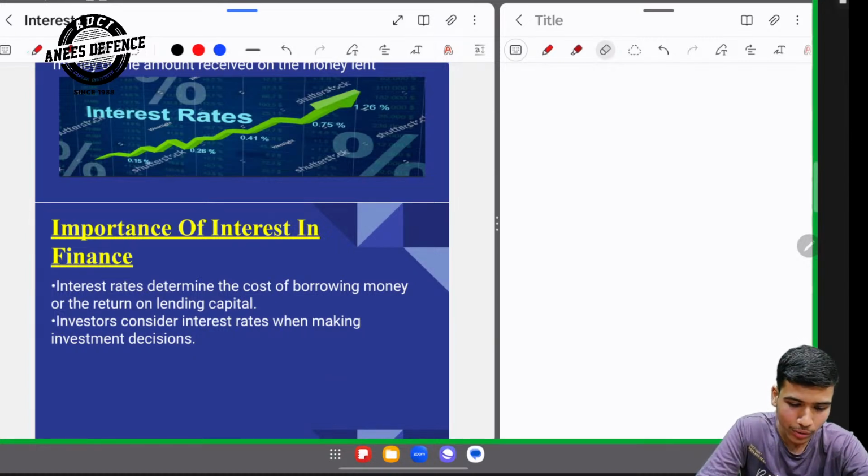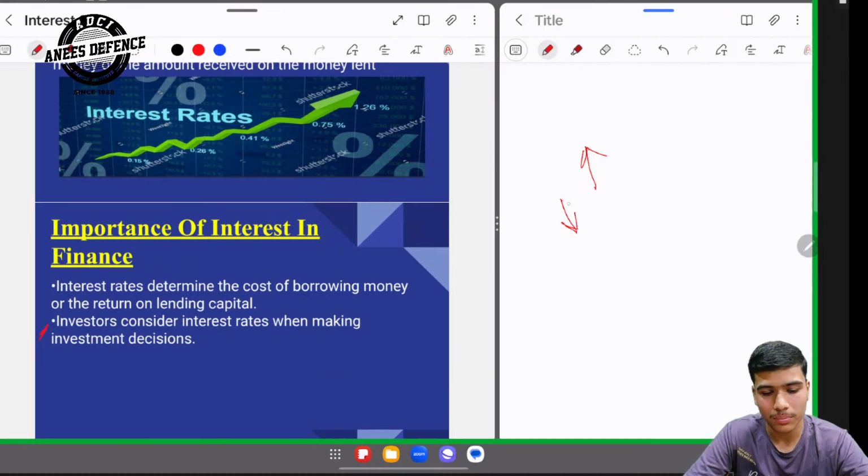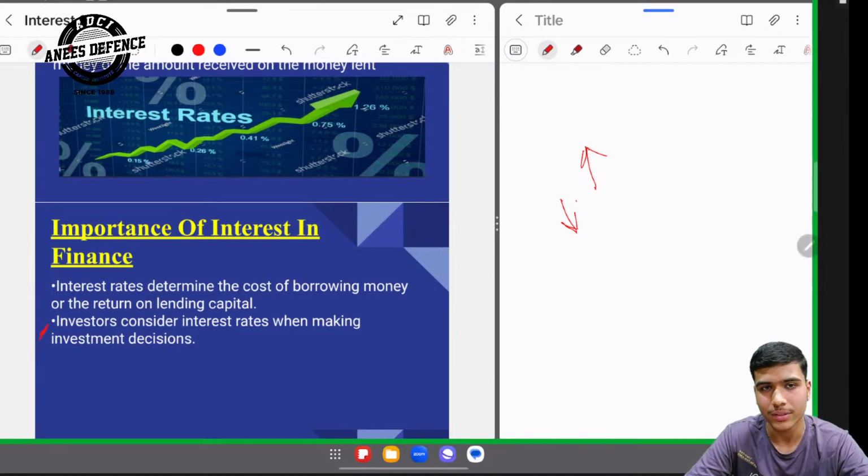This point is very important from the point of view of a businessman, because if the interest rates are higher, businessmen have to pay a huge interest on the borrowed money. If the interest rates are lower, businessmen have to pay less interest on borrowed money. So businessmen prefer less interest.